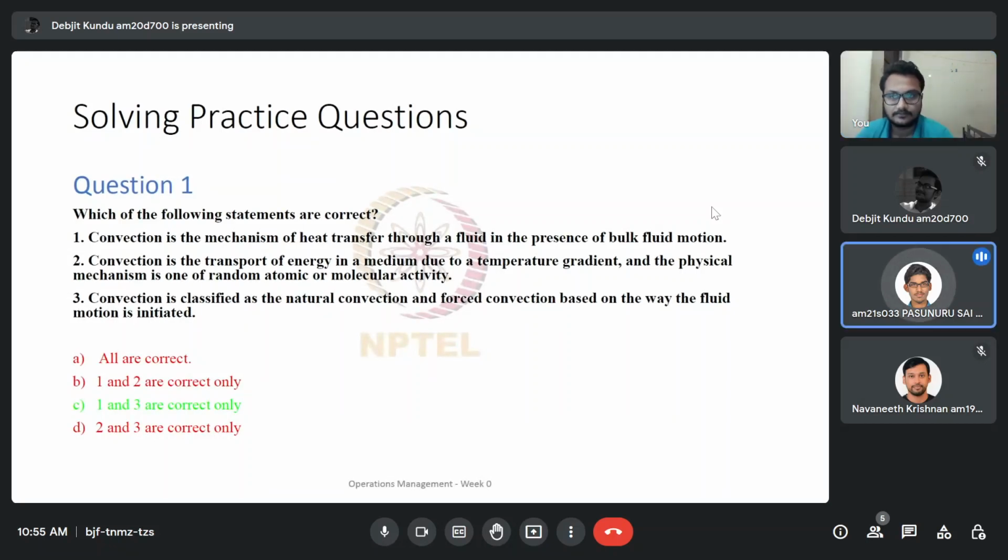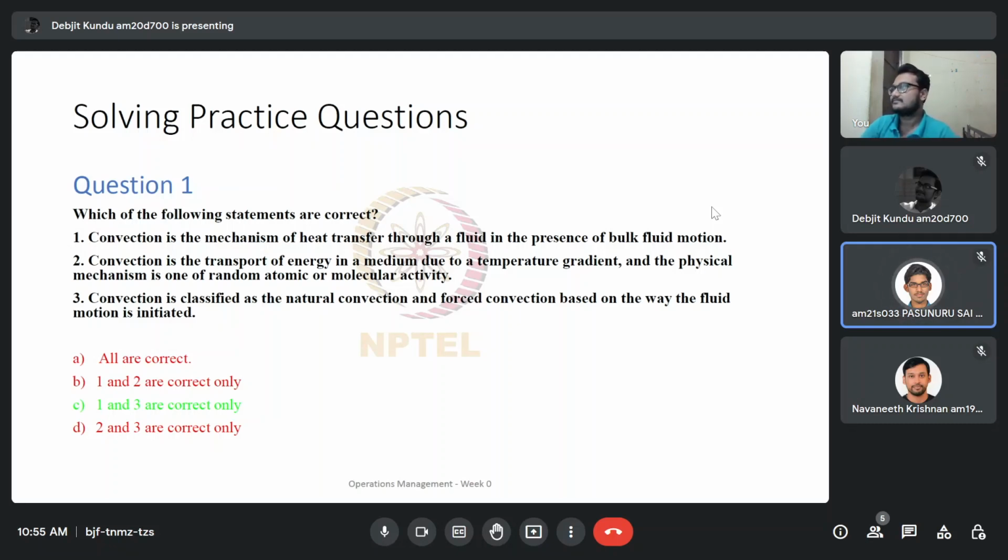Isn't the first statement also conduction? Presence of bulk fluid motion. All three are about convection. The first one says that it's the mechanism of heat transfer through a fluid in the presence of bulk fluid motion. So that's the definition of convection correctly. And the third one is convection is classified as natural and forced convection. Those are the two ways in which convection is classified. So that one is also correct. Okay, I just thought the first one is conduction.